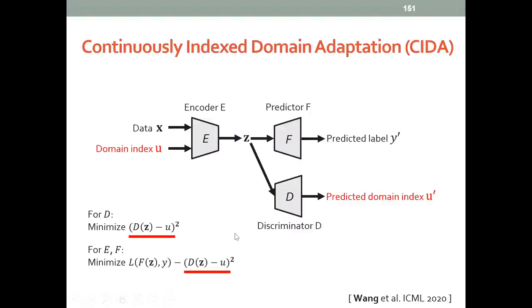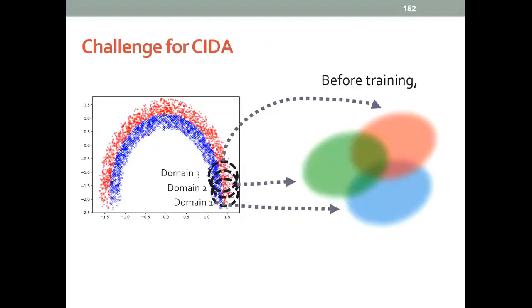Note that this L2 loss is actually crucial so that this whole model can be aware of the distance between different domains, because it introduced a continuous concept into the model. But even doing this, our CIDA still faces another challenge. Let's take a look at the embedding distribution during training. Here we use different color regions to represent different embeddings from different domains. For example, we have blue to represent domain 1, green for domain 2, and red for domain 3.